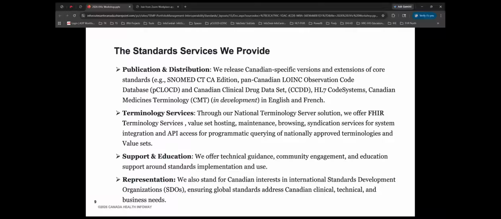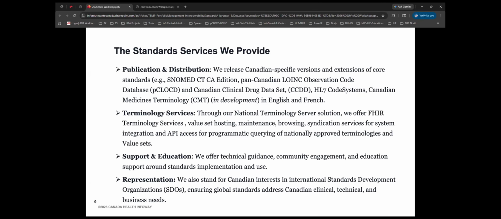The third thing that we do is support and education. We provide guidance, and I think part of our participation here falls under this third pillar. We provide guidance and training, and we support the community and organizations to understand how to apply standards correctly in practice. That's not where we stop, and we stay engaged to support the adoption beyond the releases themselves. And finally, we represent Canadian needs in international standards organizations like HL7 International, LOINC, and SNOMED International to align with the global standards.